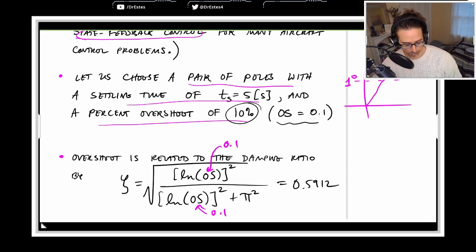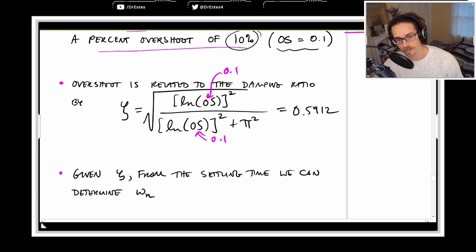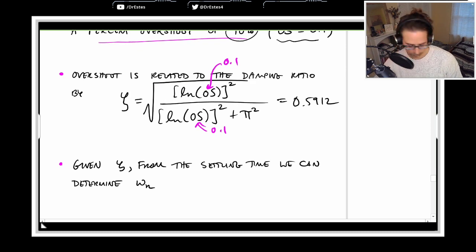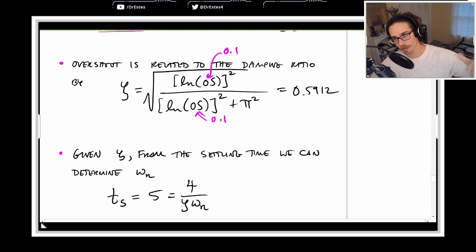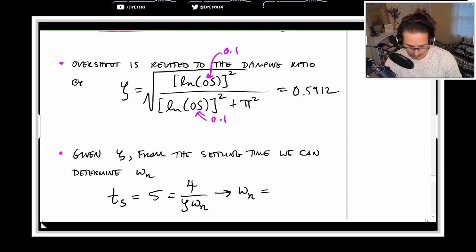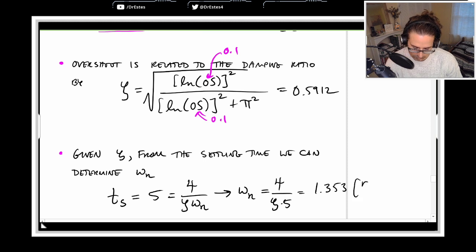Now, to prescribe some poles, we're also going to need the natural frequency. I said the settling time I want to be 5 seconds. The settling time is equal to 4 divided by the damping ratio times the natural frequency. And we just got the damping ratio, so I can solve for the natural frequency. It's 4 over the damping ratio times the settling time, which is 5 seconds. And so we get this for our natural frequency: 1.353 radians per second.